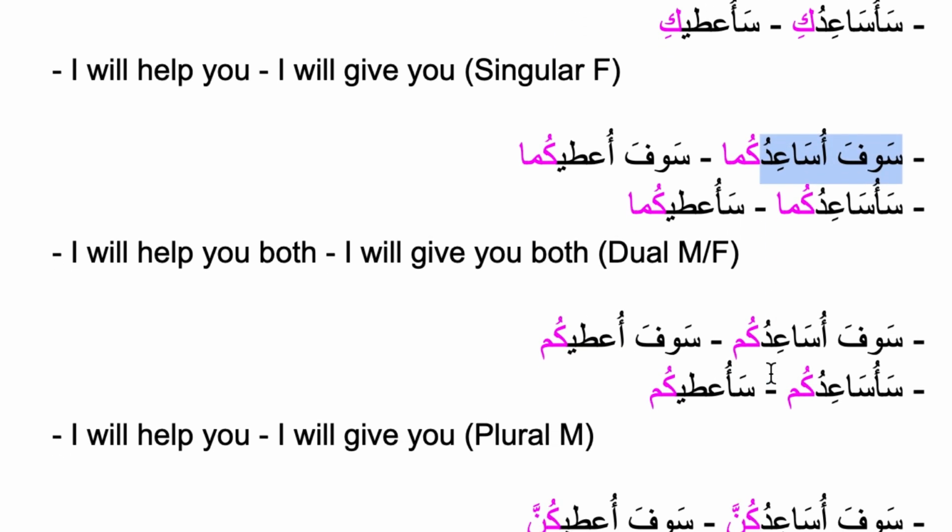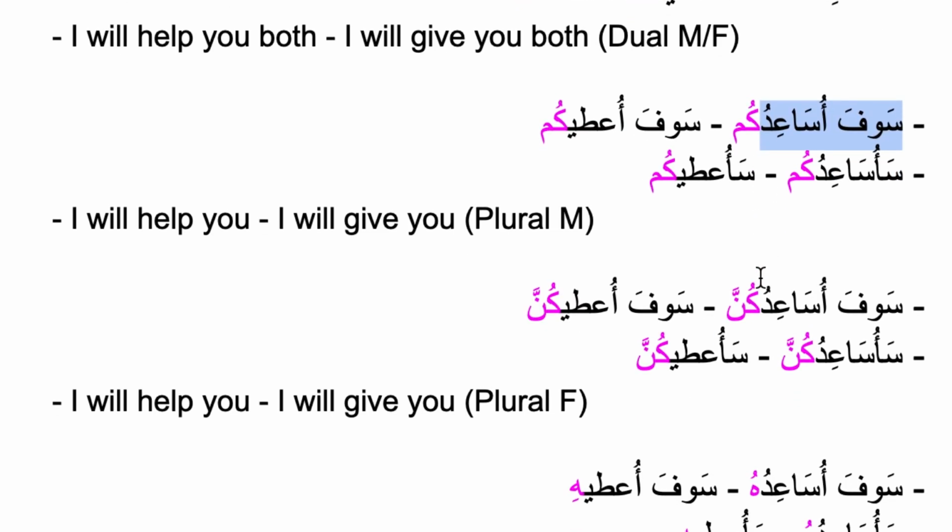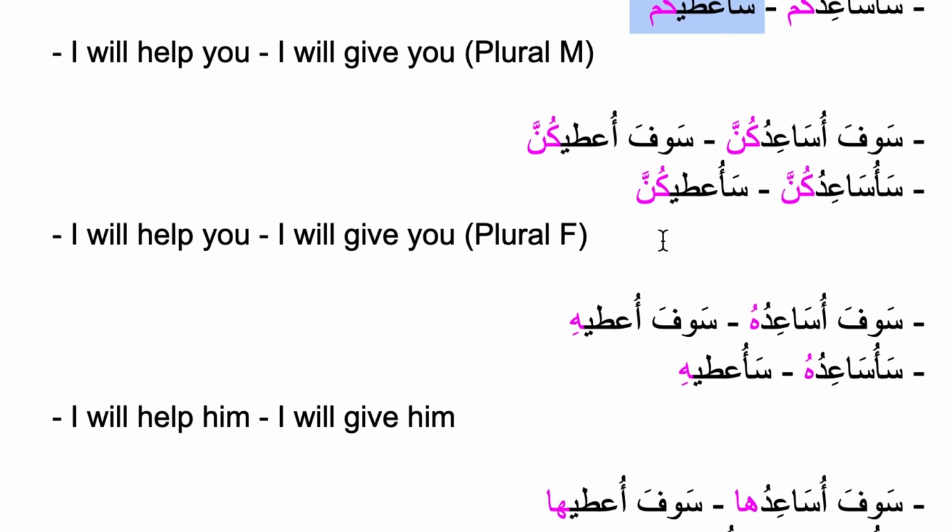Next, سأساعد, سأساعدكما, I will help you both. سوف أعطي, سوف أعطيكما, I will give you both. The second line, سأساعدكما, سأعطيكما, to dual male or female. Next, سوف أساعد, سوف أساعدكم, I will help you. سوف أعطي, سوف أعطيكم, I will give you. The second line, سأساعدكم, سأعطيكم, to plural male.